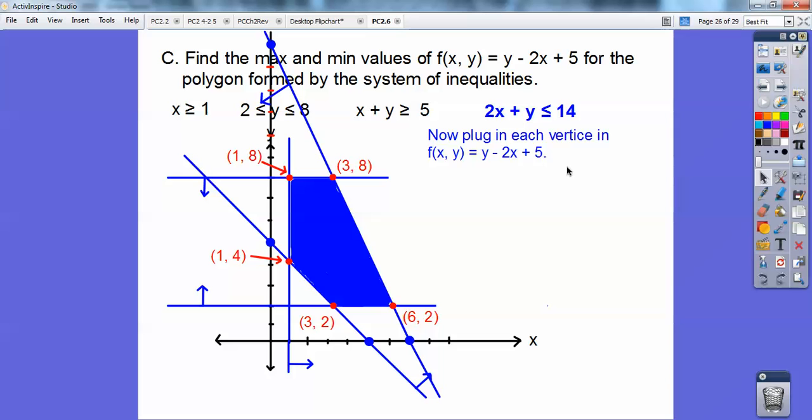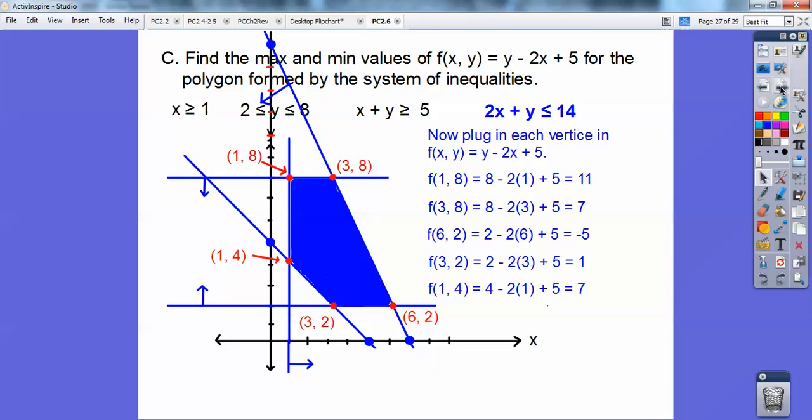Now I'm going to plug each of those vertices into my function to find my maximum and my minimum, and I did that all at once. You can pause it, you guys. You can always pause it, but I've done that already. My max is 11 at 1 comma 8, and my min is negative 5 at 6 comma 2.